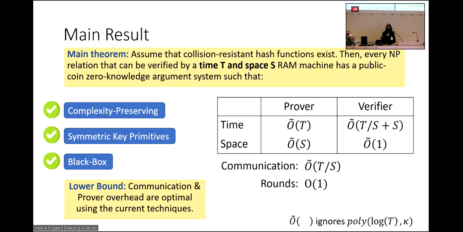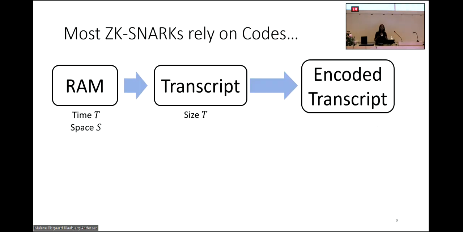are optimal using the current techniques that we know. Basically, when I mean current techniques, we are looking at ZK-SNARKs that rely on codes. So consider a RAM program. It could also be a circuit.